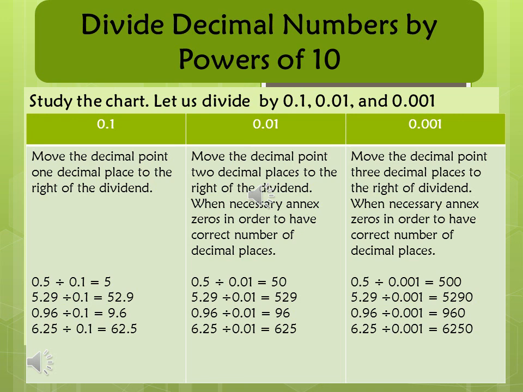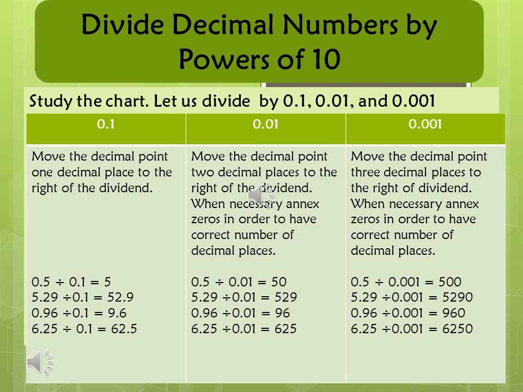Another example, 5 and 29/100 divided by 100. Move natin ang 2 0 mula sa decimal point. 1, 2 ang sagot, 529. 96/100 divided by 100. I-move natin ang 2 0, 1, 2. So, ang sagot, 96. Another example, 6 and 25/100 divided by 100. Move natin ang 2 0 going to the right. 1, 2, 625 ang sagot.